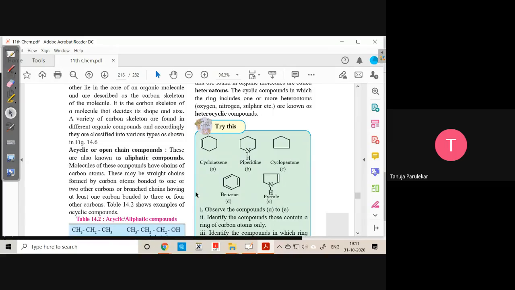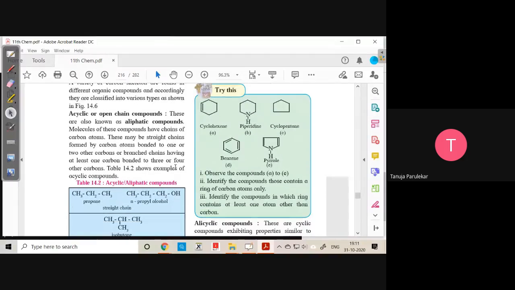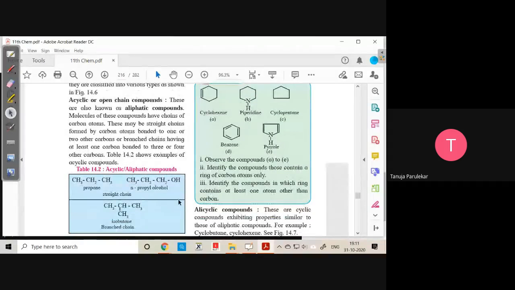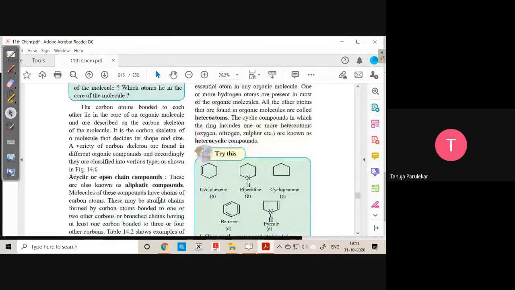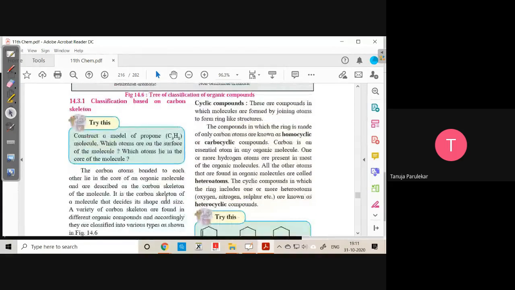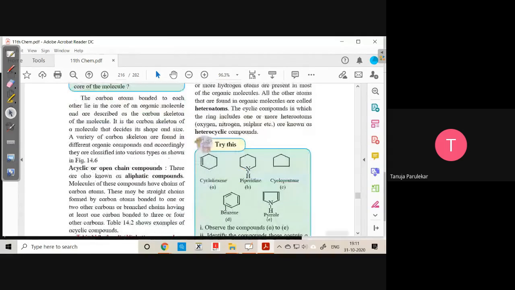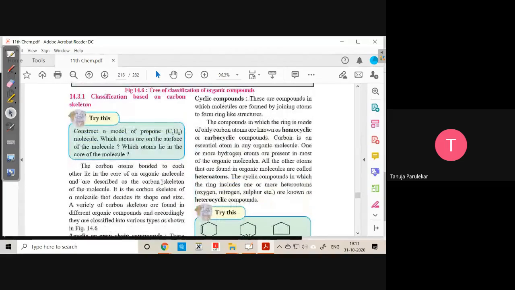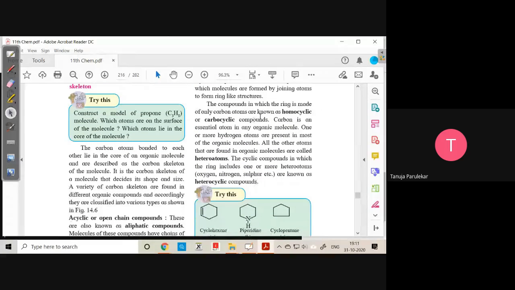So acyclic or open chain compounds are also known as aliphatic compounds. Examples are propane and propyl alcohol. They have straight chain or branched structures. Then you can have cyclic compounds also. These are compounds in which molecules are formed by joining in ring-like structures. They are homocyclic when only carbon atoms are there. When there is another atom other than carbon and hydrogen, it is heterocyclic.